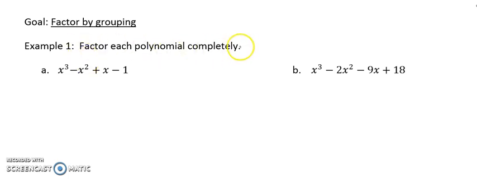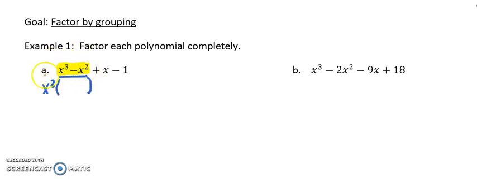So when we factor each polynomial completely, here's what you're going to do. You're going to look at only these two terms right now. So just look at these two and tell me what the GCF is. And the GCF between those two is an x squared. They have an x squared in common. And you're going to factor an x squared out of those two.